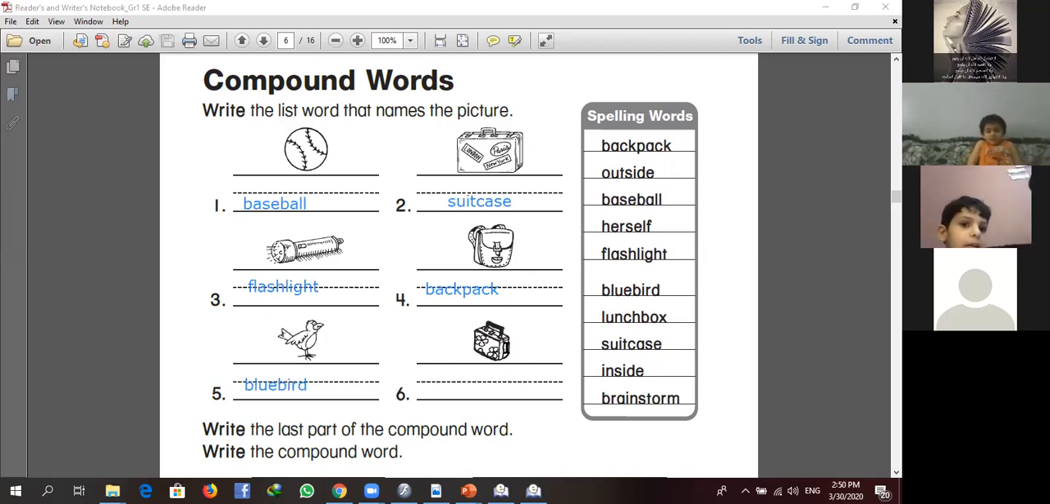Okay, over here, what's this? Lunchpad. We put our food inside it. Lunchbox. Gorgeous, guys. Mashallah. You are faster than me. Oh my God. You write so fast.